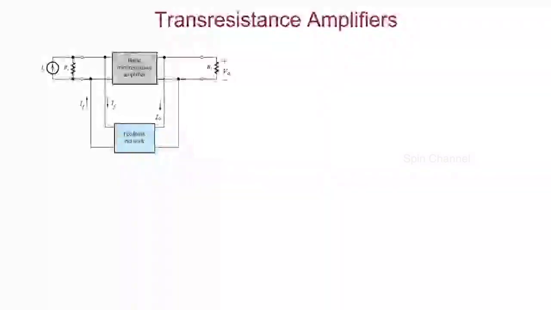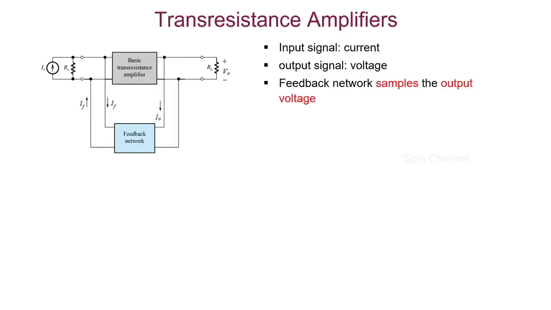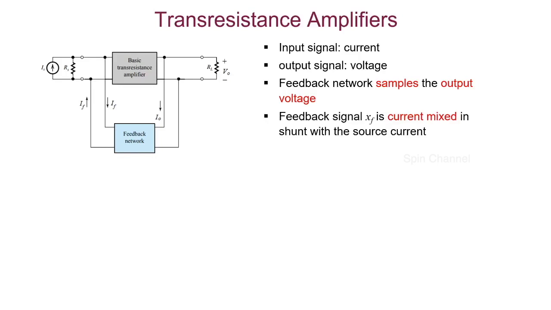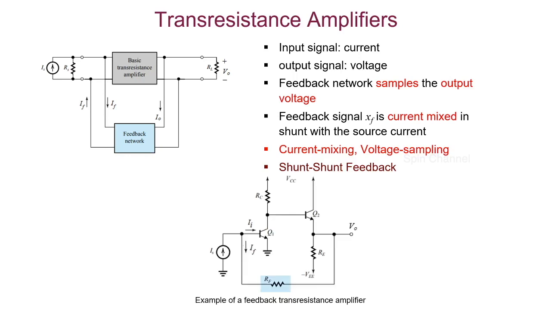In transresistance amplifiers, the input signal is current and the output signal is voltage. The gain of the amplifier is given by output voltage by input current, which is resistance, hence the name transresistance amplifier. The appropriate feedback topology is current mixing, voltage sampling type, and due to shunt connection at both input and output, the feedback topology is also known as Shunt-Shunt Feedback.